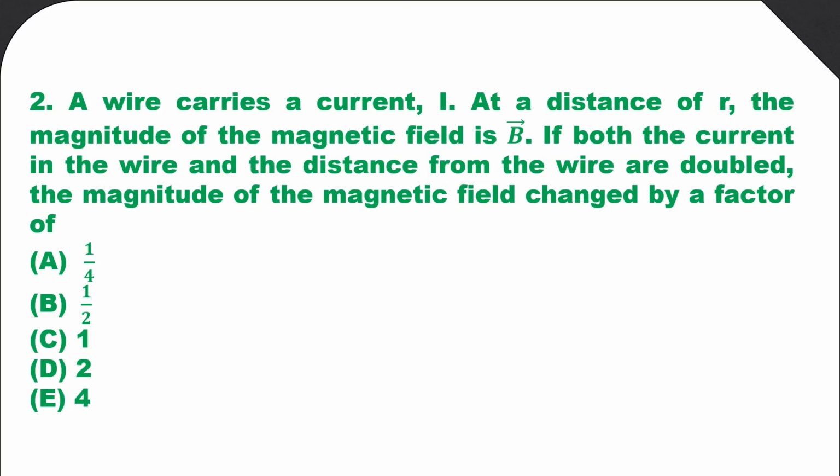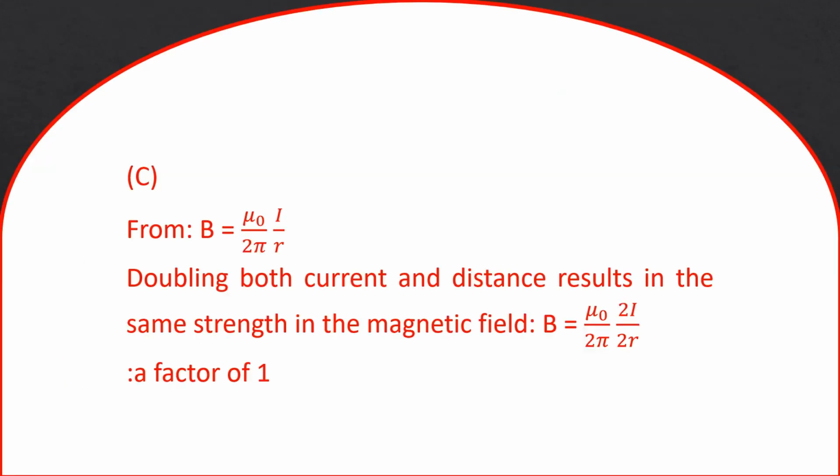Now applying the formula, magnetic field B equals mu naught over 2 pi multiplied by I over R, where B is the magnetic field, I is the current, and R is the radius. So we see that the magnetic field is directly proportional to the current and inversely proportional to the distance.